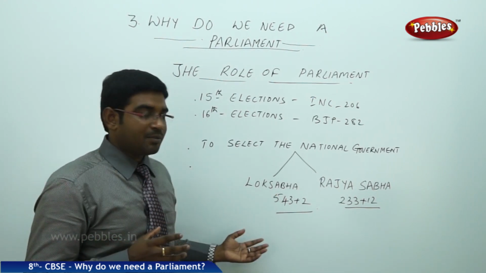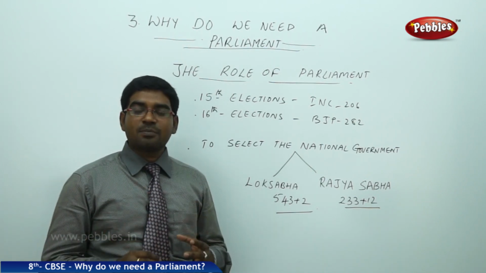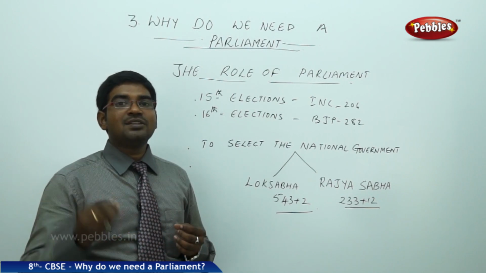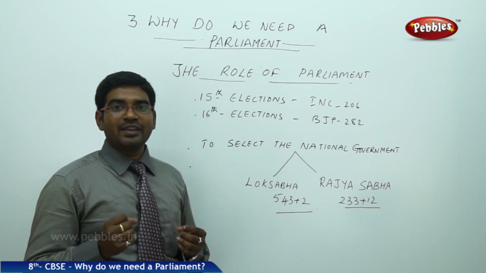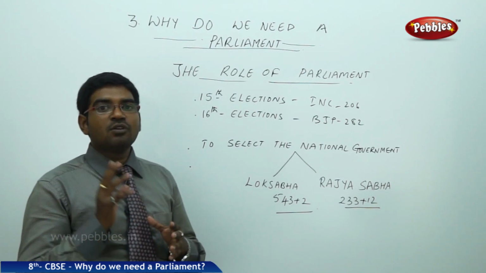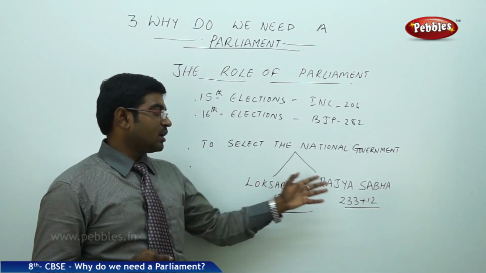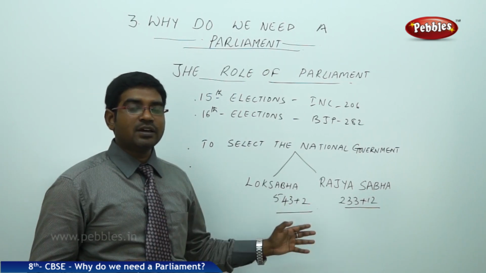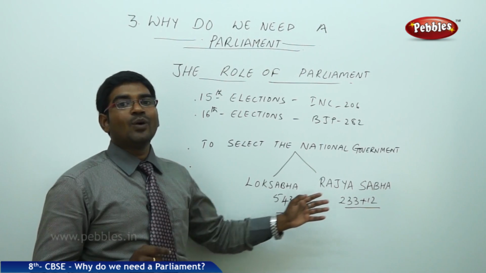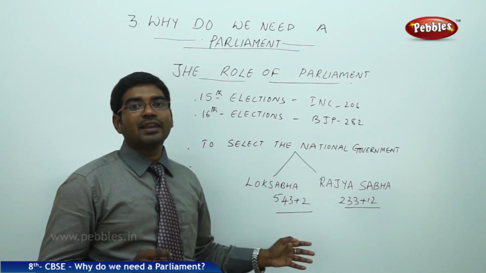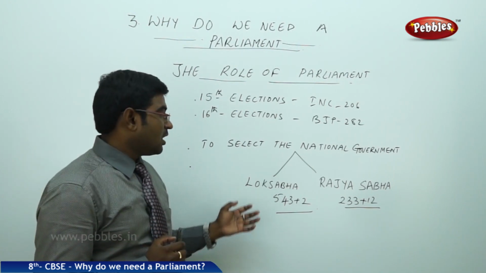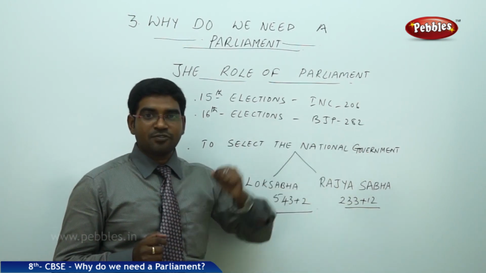Like the elected representatives of Lok Sabha, the elected representatives of the Vidhan Sabha, meaning the state assemblies, get their seats. Those people all together will choose the members of Rajya Sabha. So the members of Lok Sabha are elected directly, while the members of Rajya Sabha are elected indirectly by the people. And now, how can a national government be formed?